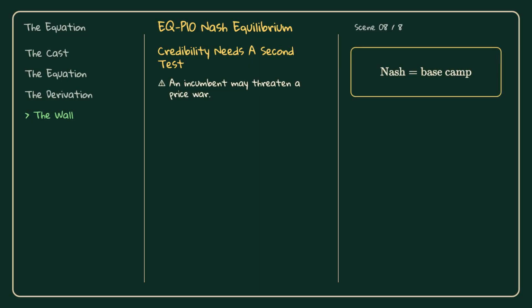That is not a small issue. Real strategy depends on credible threats. If a threat hurts the person making it, the other side may ignore it. Nash by itself may not filter that out.